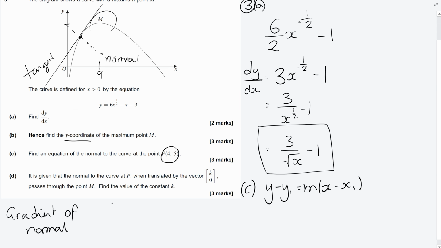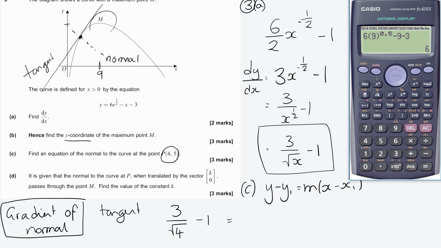So the gradient of the tangent is what I want to find. I want to know the gradient of the normal, and to get there, I need to know the gradient of the tangent. That can be found by substituting x is 4 into dy by dx. So 3 over the square root of 4, minus 1. This is going to give me the gradient of the tangent. Again, Core 2, so it's worth making sure I get everything right, using my calculator as much as I possibly can, even if we can see what's going to happen here. So we end up with a half.